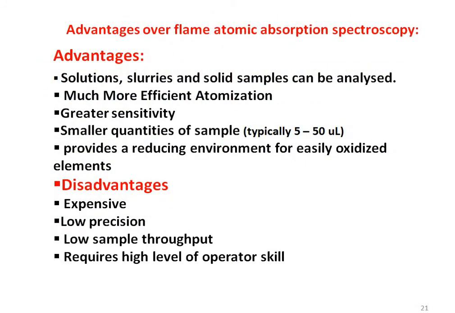Now, what are the advantages of electrothermal atomic absorption spectroscopy over flame atomic absorption spectroscopy? The first important advantage is that we can use solutions, slurries and solid samples. The method is much more efficient. The second, it has a greater sensitivity. A smaller quantity of sample is required. It produces a reducing environment for easily oxidized elements. But the disadvantage is that it is expensive, has low precision, low sample throughput, and requires a high level of operator skill.